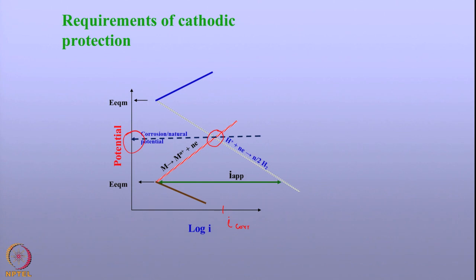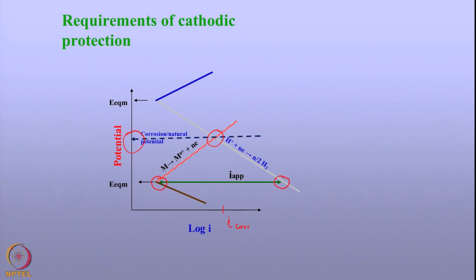So, how do you do this? That means, I need to bring this potential from this point to this point. Okay. So, that is possible by applying an external voltage. By applying an external voltage, I move from this particular potential to this particular potential. If I do this, the oxidation reaction decreases, but the reduction reaction increases. You see this here now.